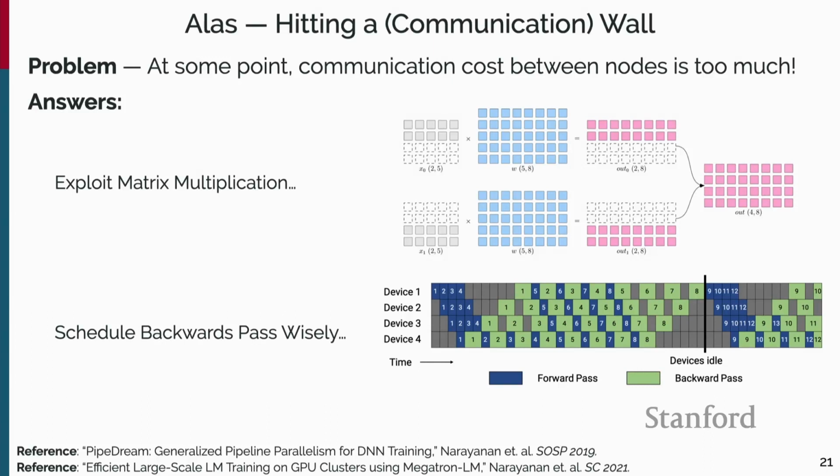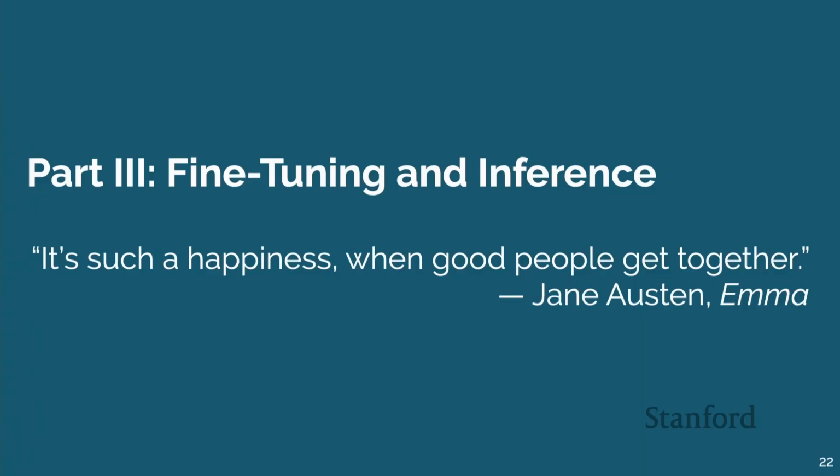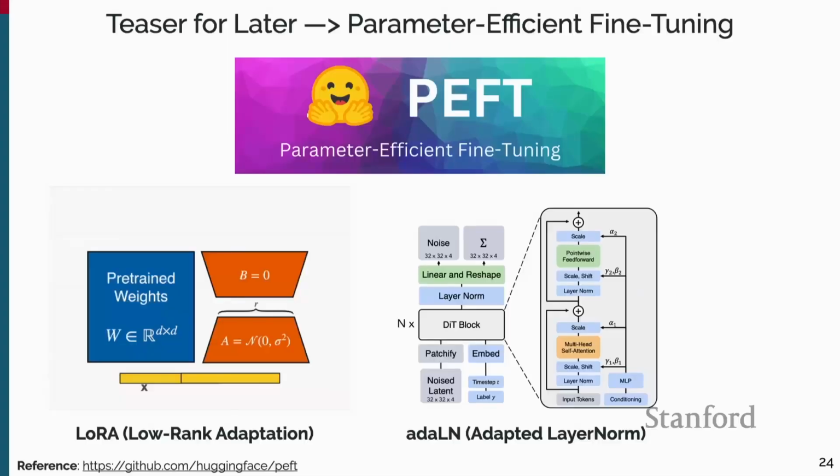We gotta wrap up. You hit a communication wall, matrix multiplies stop fitting on a device, so you start sharding them, and then you have to start scheduling things wisely. And yeah, great. Fine-tuning inference. There is a great library that you should use called PEFT from Hugging Face. It's great, and that's it.